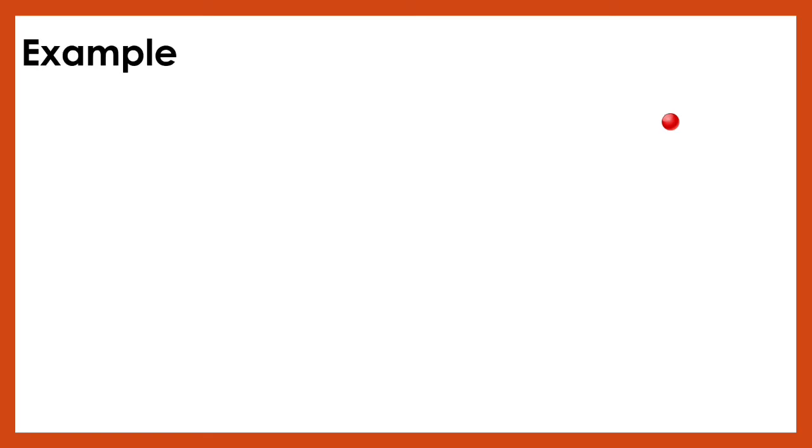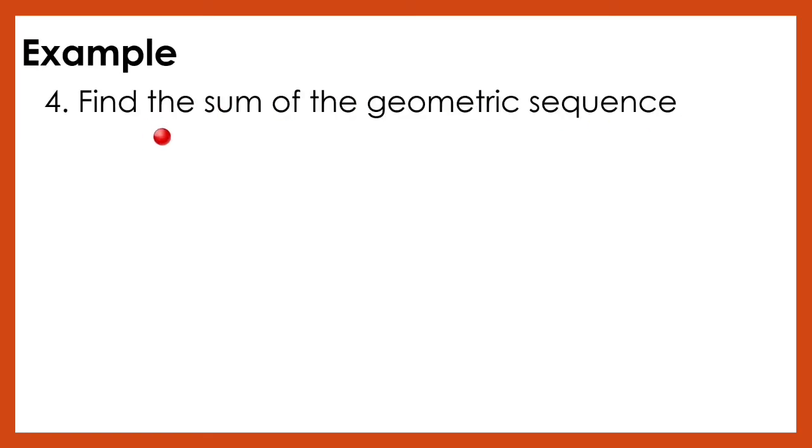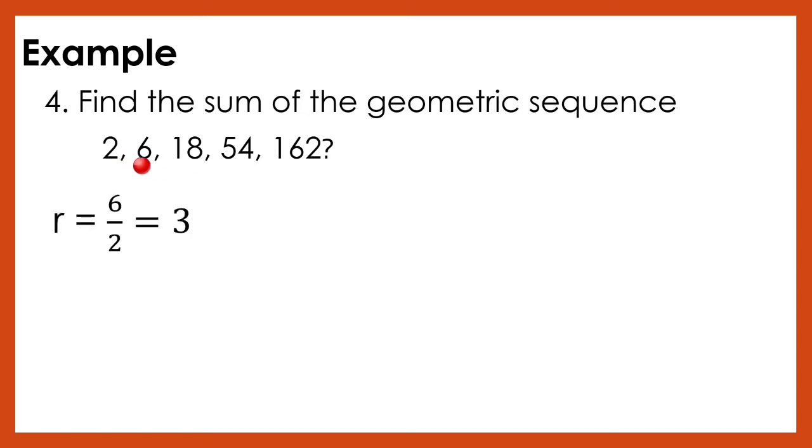Let us have the next example. Find the sum of the geometric sequence 2, 6, 18, 54, 162. First, let's get the common ratio. So, let's get a sub 2 over a sub 1, 6 over 2, which is equal to 3. So, our common ratio is not equal to 1.